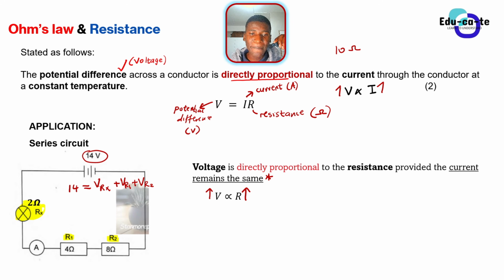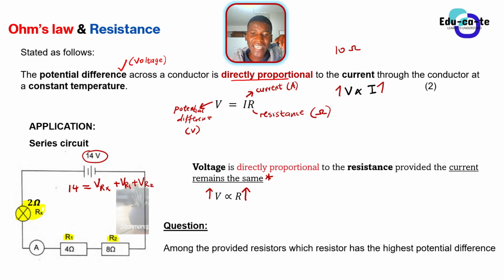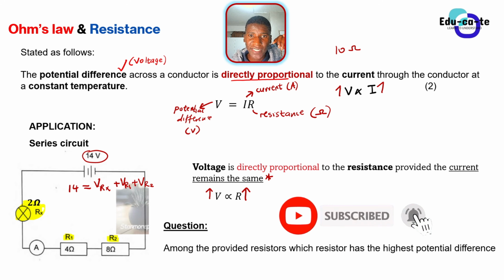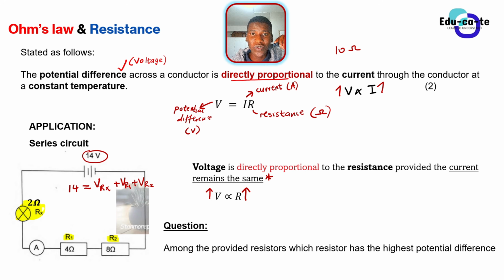So basically, if a question comes and says, among the provided resistors Rx, R1 and R2, which resistor has the highest potential difference? Remember, the potential difference is the voltage. So which one would get the most of the voltage from this 14 that will be divided among the resistors? You refer to this law that says V is directly proportional to R. So the greater the resistance, the greater the voltage. Or you can say when we increase the resistance, we are also increasing the voltage through that component.